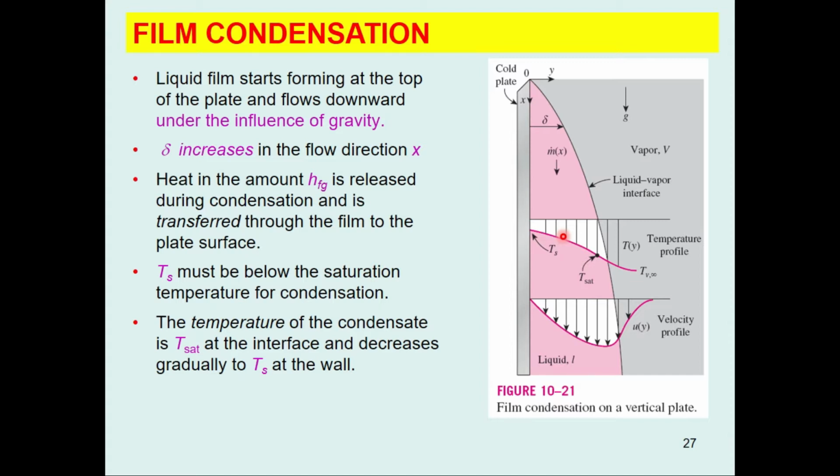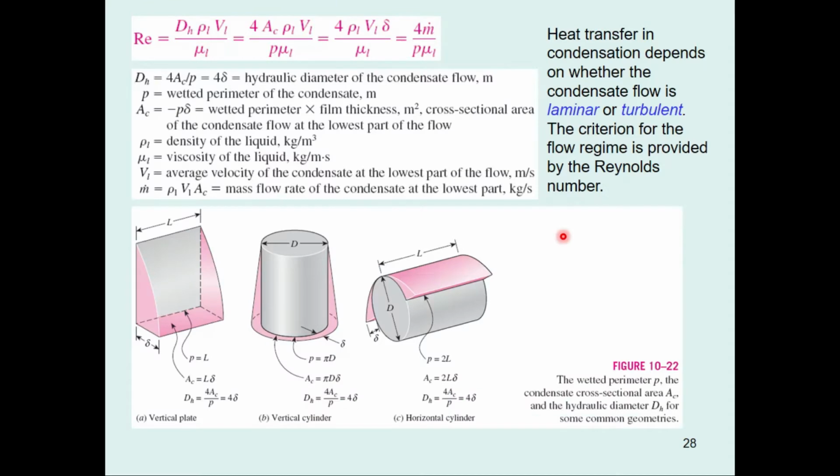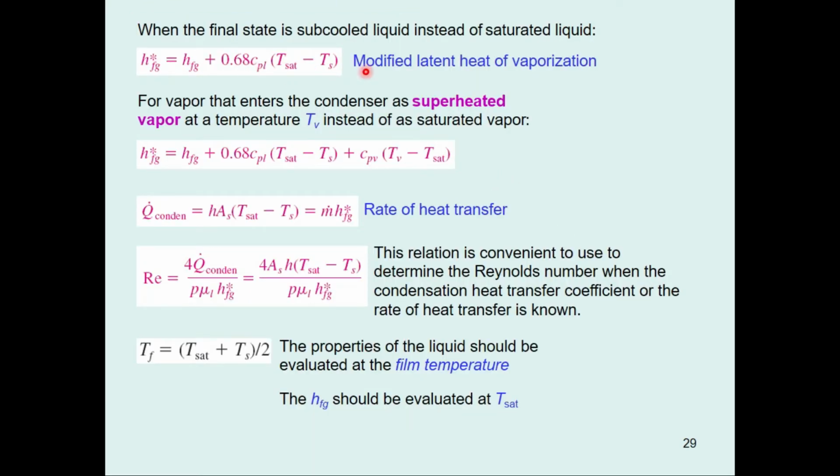So there is a possibility given here in this slide, as you can see, the modified latent heat of vaporization. This is the actual heat of vaporization, and this is the modified heat of vaporization in the case where the condensation is taking place between these two temperatures, the saturation temperature and the surface temperature. So we have to use this formula for the modified heat of vaporization if the vapors are saturated vapors.